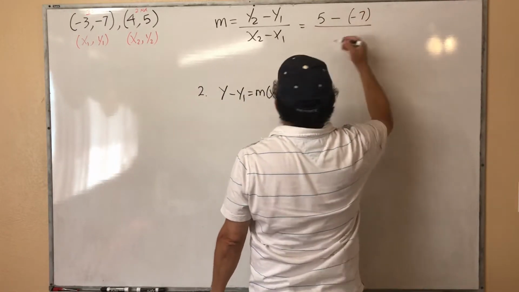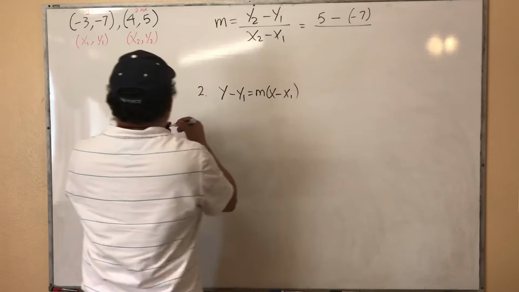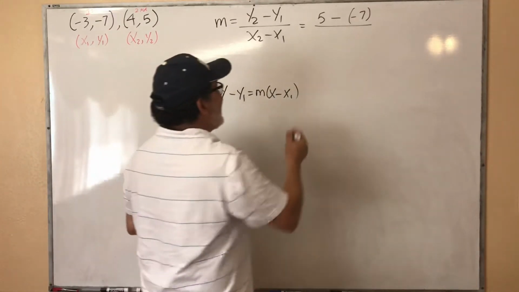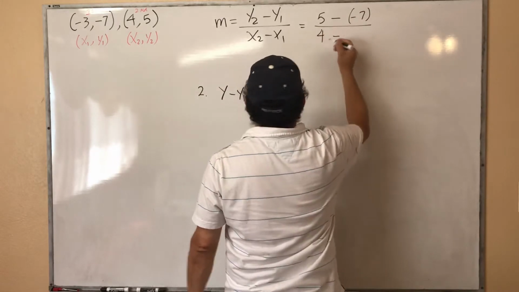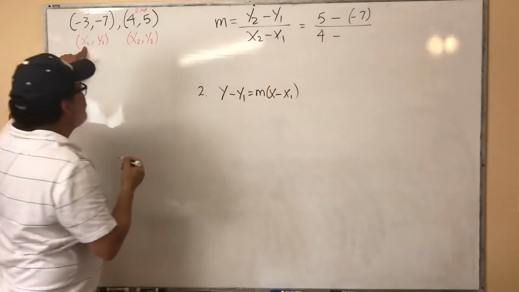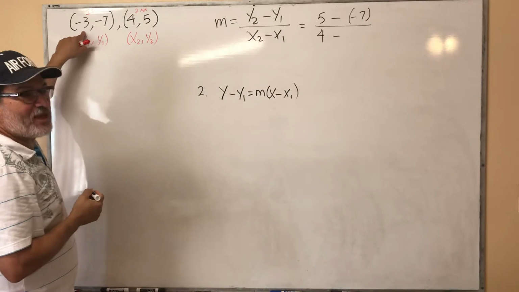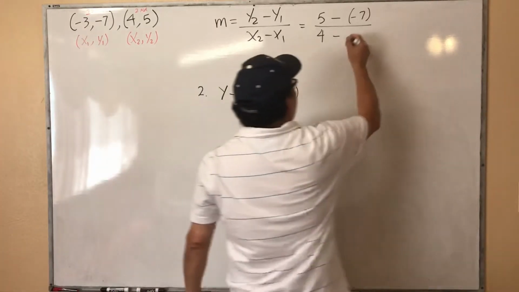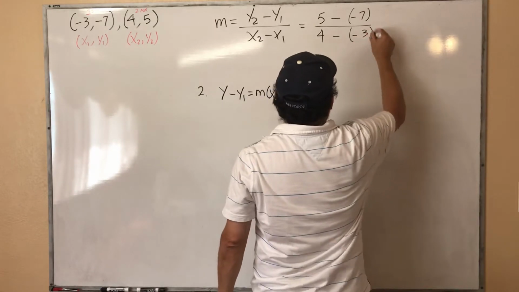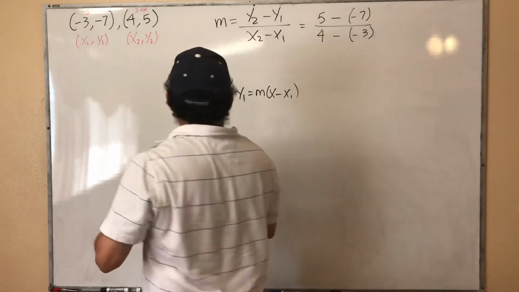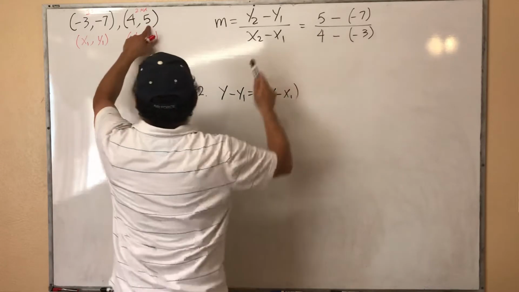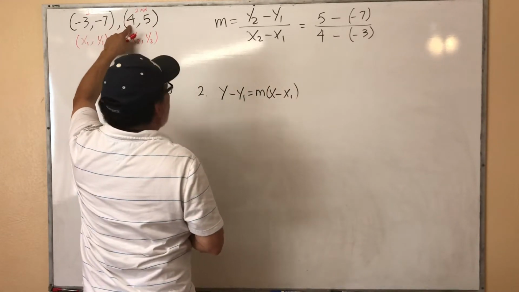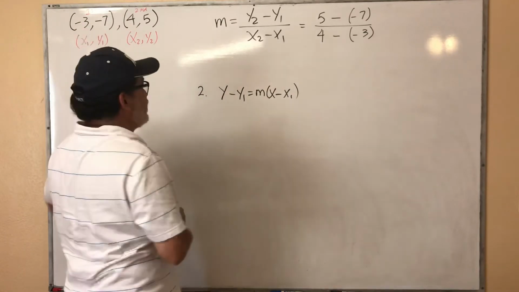y2 is 5. So this y2 is 5 minus y1, which is -7, divided by... What is x2? x2 is 4. x2 is 4 minus x1, which is -3. x1 is -3. Do you see it? x1 is -3. So y2, which is 5 minus -7, over 4 minus -3.